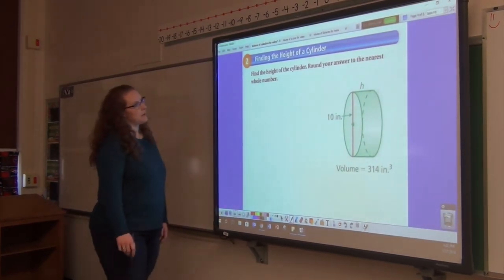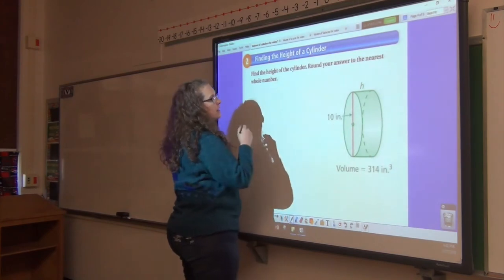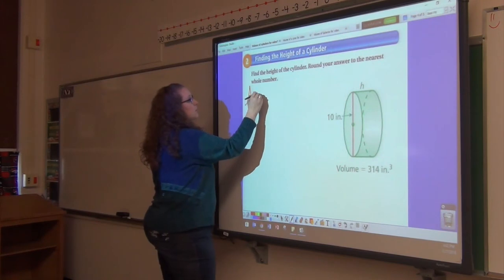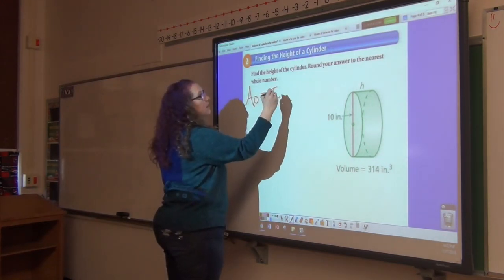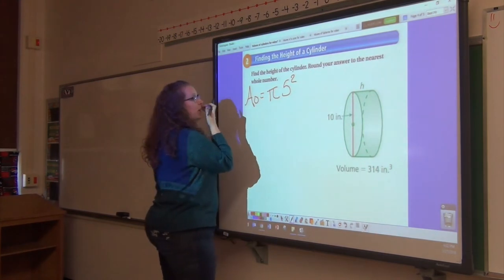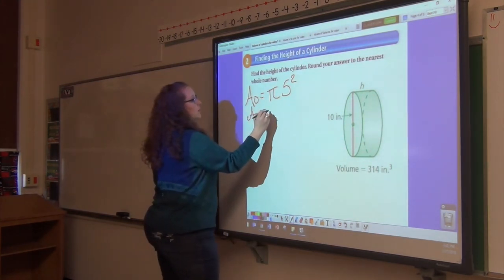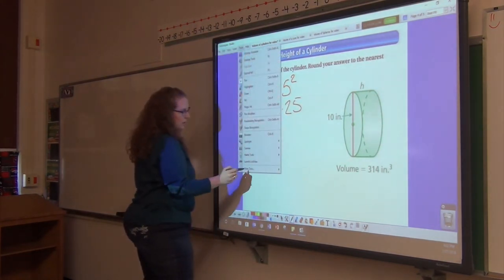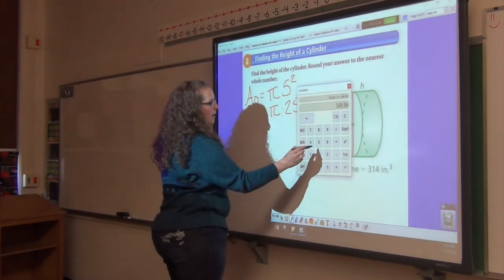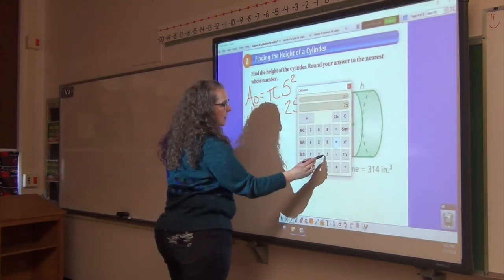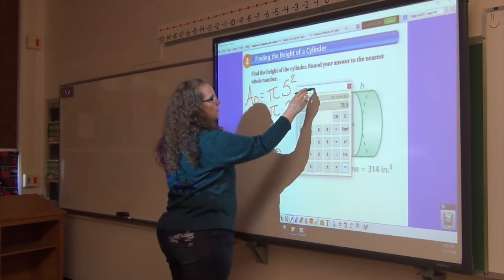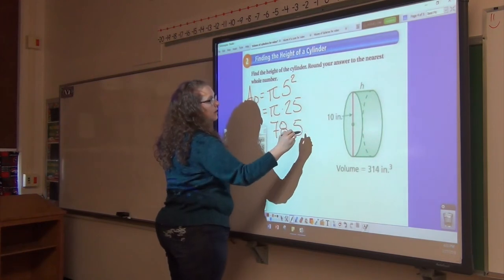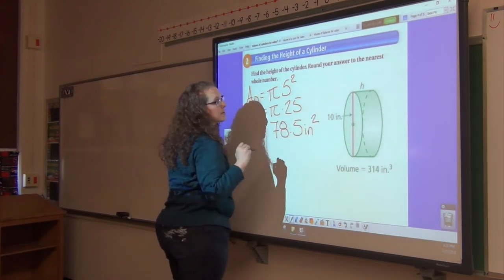All right, let's try this problem. Our base is this circle side here. Our diameter is 10, so our radius is 5, so the area of our circle equals pi times our radius, which is 5 squared. So the area of our circle is equal to pi times 25. Let's pull out our calculator. And we have 25 times 3.14, which equals 78.5. We're in inches. This is area, so it is squared.